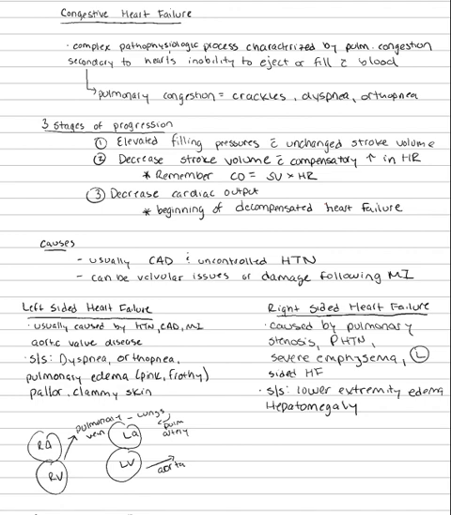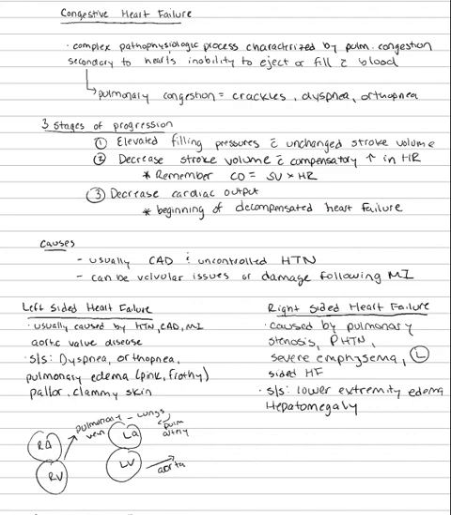Some of the signs and symptoms that you're going to see in left-sided heart failure include dyspnea, orthopnea, pulmonary edema, which is going to result in pink frothy sputum, and pale or clammy skin. And that's just going to be because there's going to be a decrease in the amount of blood that is going from the left ventricle through the aorta and out into the body. So with that, you're going to have decreased delivery of oxygenated blood to both the organs and the skin, so that's going to show up as pale, clammy skin.